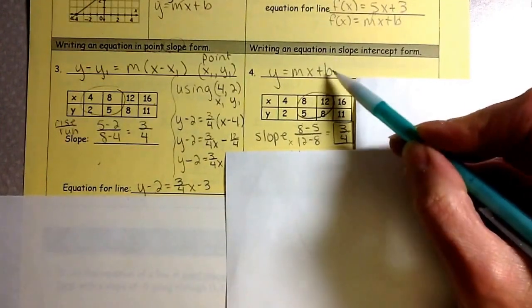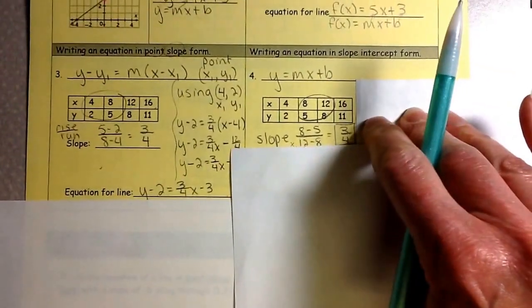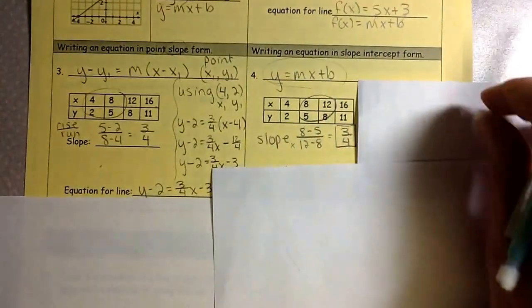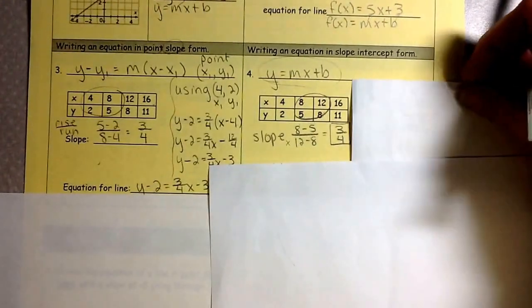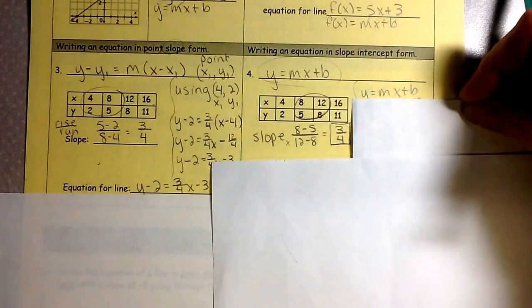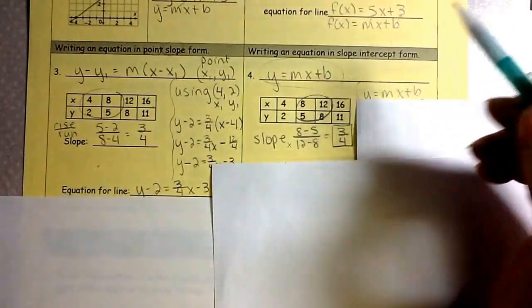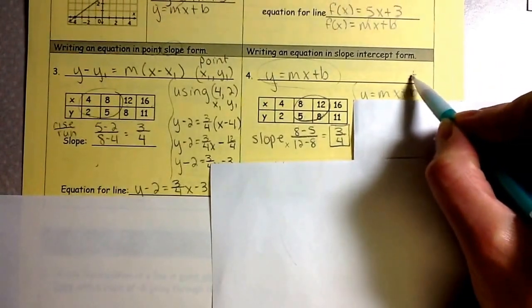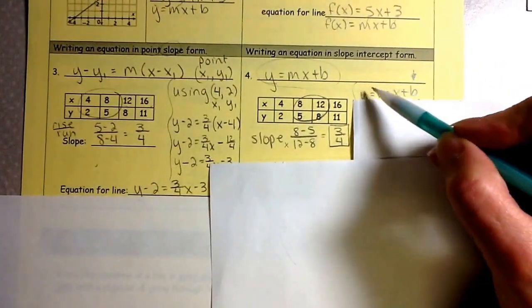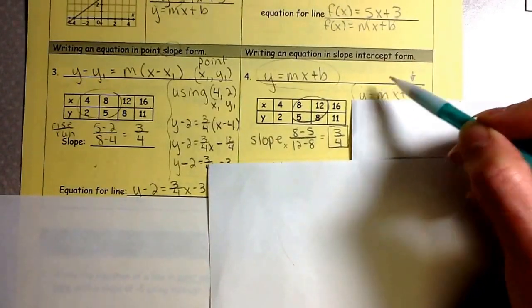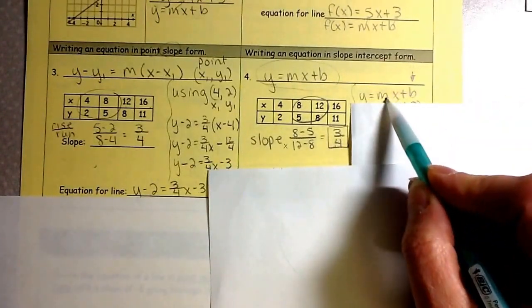Now I need the y-intercept. So what I have to do is use this to get my y-intercept. If you just write down y equals mx plus b, and then start filling stuff in, what we're looking for is b. We don't have it. This is what we want. And we have an x, we have a y, and we have an m, which is our slope. We already figured out the slope, so the 3/4 goes here.